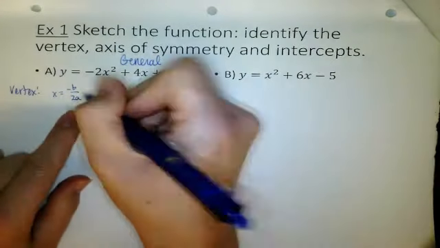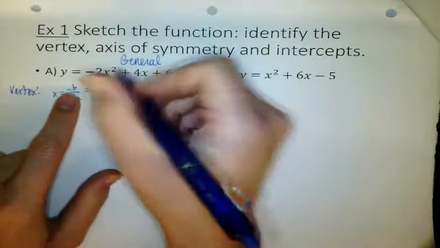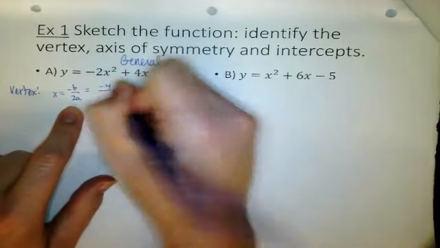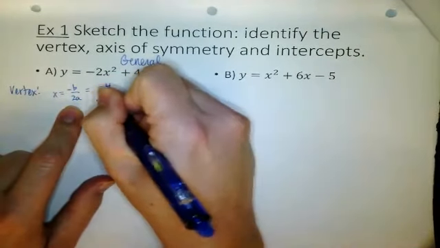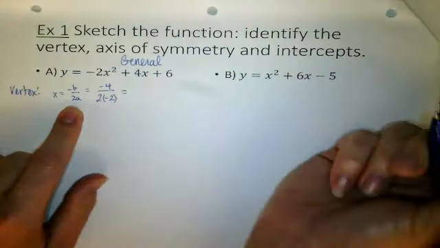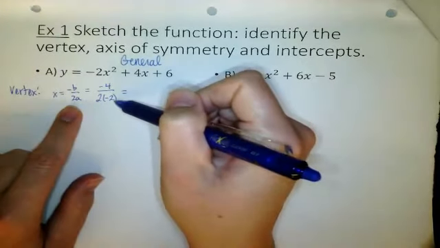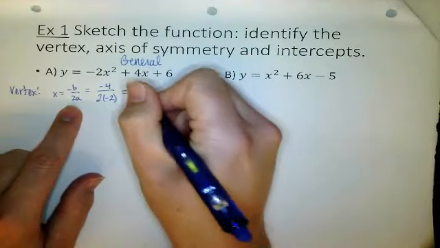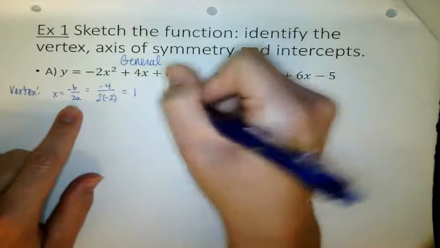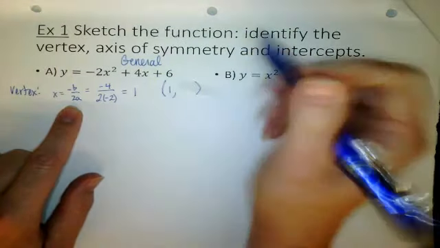There's a little bit of that in there. So negative b over 2a, the opposite of b would be negative 4 over 2 times negative 2, 2 times a. And that's, of course, negative 4 over negative 4, which is 1. So that's the x-coordinate of your vertex.